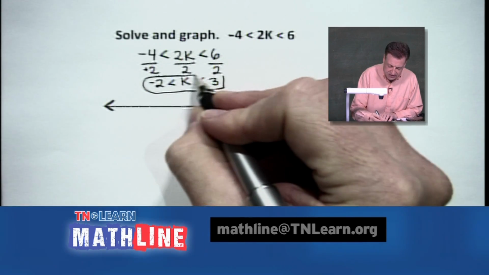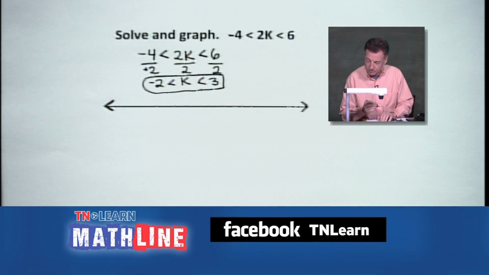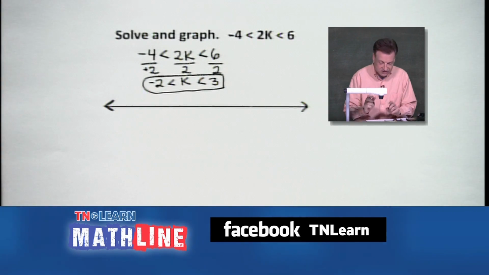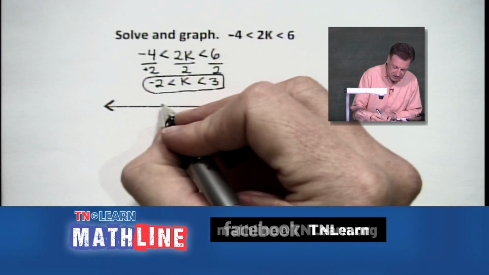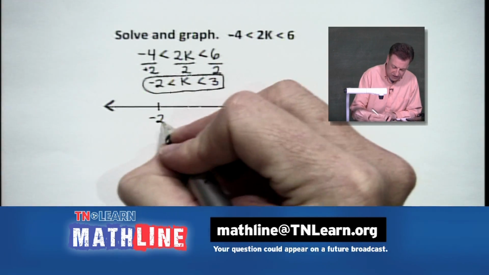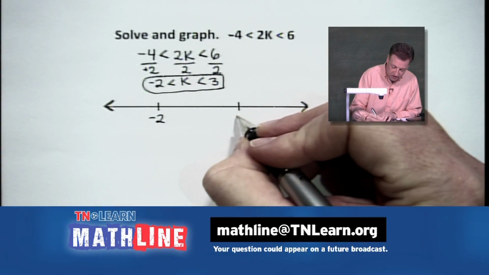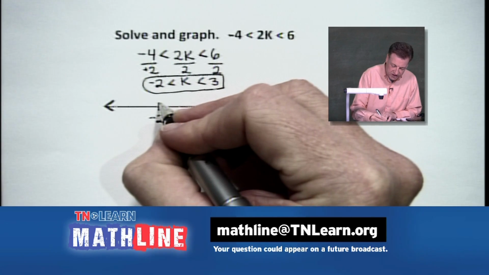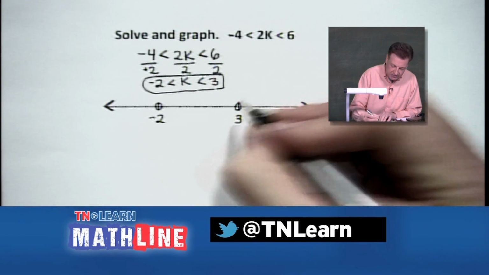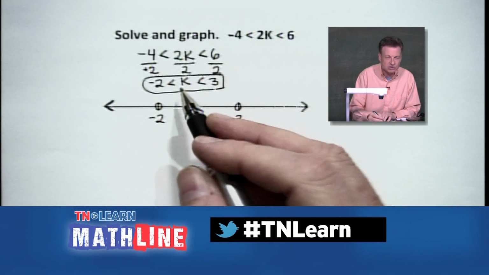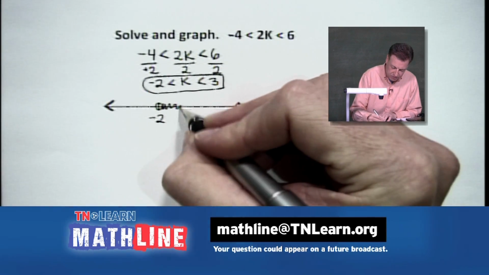My goodness, that almost sounds like the last problem we did, didn't it? It almost looks like it. There's one difference. We don't have equals. All right? So let's look at how this is going to wrap up. We're going to put a -2. We're going to put our 3 right there. And you know, my friends, we're going to open those circles this time, and it's still telling us k is between them. So we're going to shade in between.